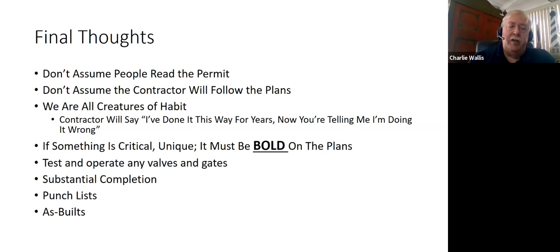And for engineers and for reviewers, if something is unique, if it's something that's important and critical, you need to call it out on the plans. There's a lot of verbiage on the plans. It's called boilerplate that is standard from plan to plan, from job to job, and it almost goes into the background. But if there's something different and unique, you need to call it out.